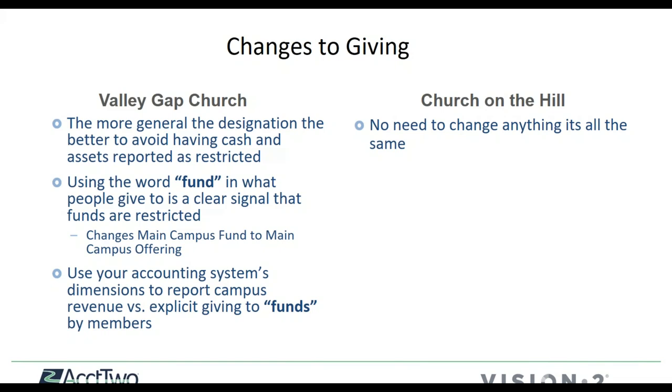So if you look here, we're talking again about our tale of two churches. We have Valley Gap Church, and the CFO there is going to make the designation as general as possible to avoid having the donor think, and indicating, that those assets are restricted. So we're going to pull the word fund out of there. Instead of saying main campus fund, we could say main campus offering, or even better, just campus offering, or the tithes and offering, or your offering.